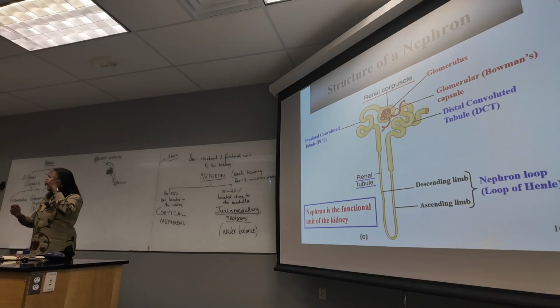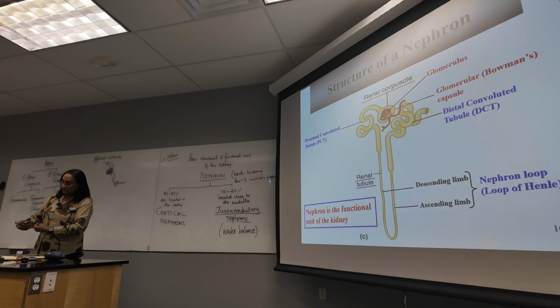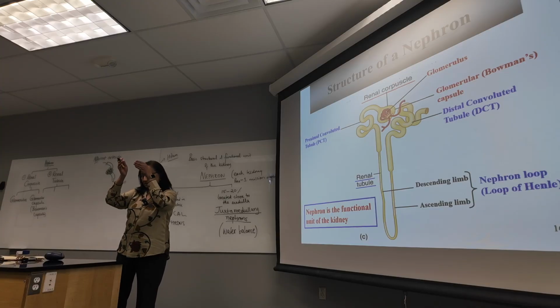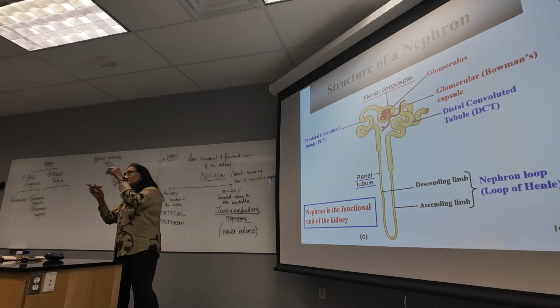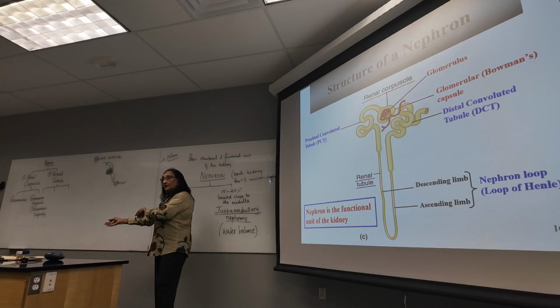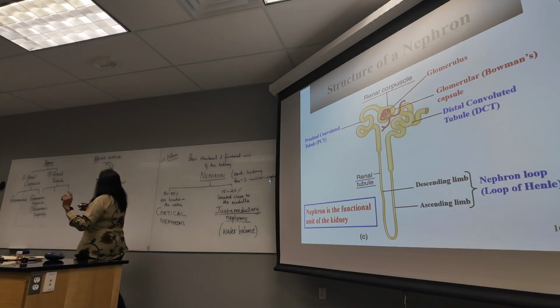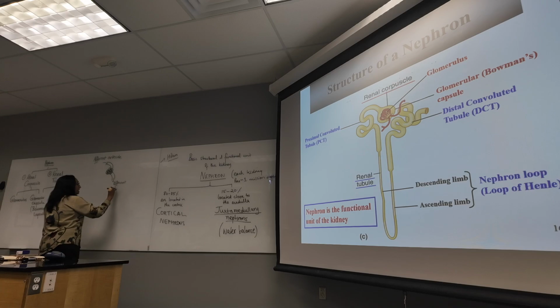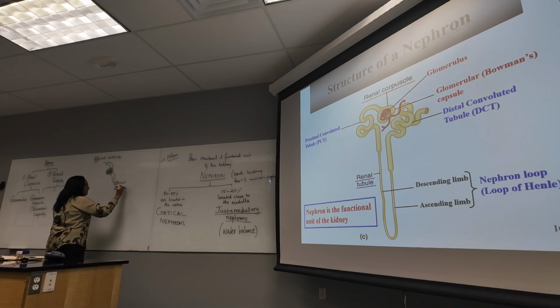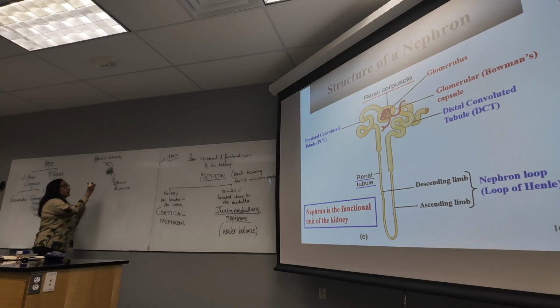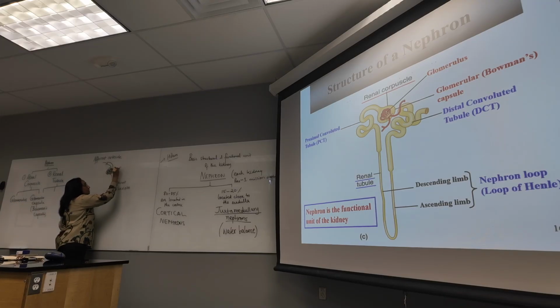If you remember nervous system, sensory nerves which carry information to your brain are called afferent nerves. Motor nerves which bring the information from the brain to your muscles and glands are called efferent nerves. So afferent and efferent are common terms. Afferent brings the blood in, efferent takes the blood out, and this is the glomerulus, the capillaries.